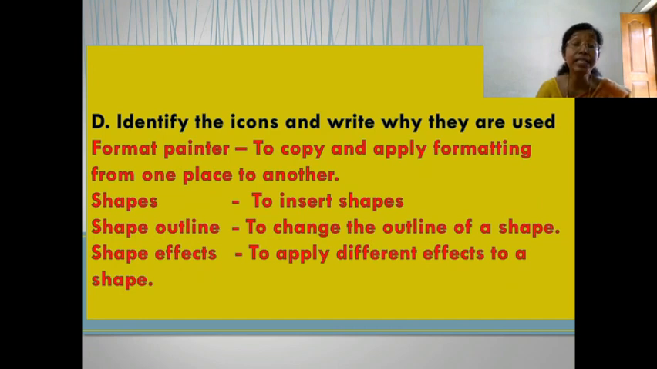Now question number D. Identify the icons and write why they are used. Okay, the first icon is given, Format Painter. The picture is given. First one is Format Painter. It is used to copy and apply formatting from one place to another. Then shapes. Shapes is used to insert shapes in a document.